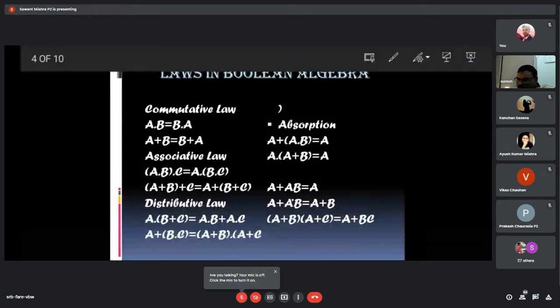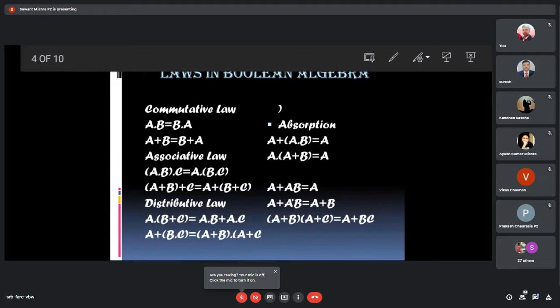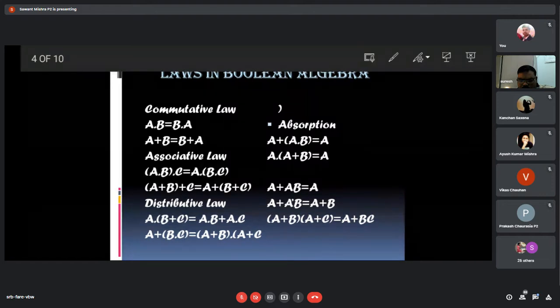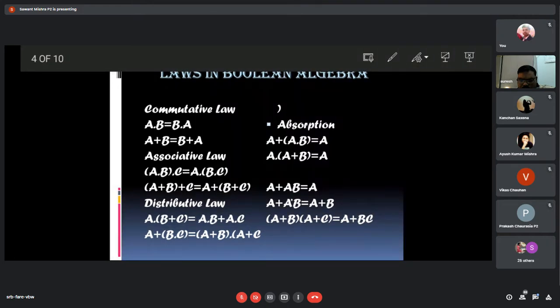Now the laws of Boolean algebra. First, the commutative laws. The first commutative law is a dot b is equal to b dot a. That means if we multiply two binary variables a and b, and then multiply in reverse order, b with a, they give the same value. The second law is a plus b is equal to b plus a. If we add the binary variables in reverse order and in normal order, they are equal.